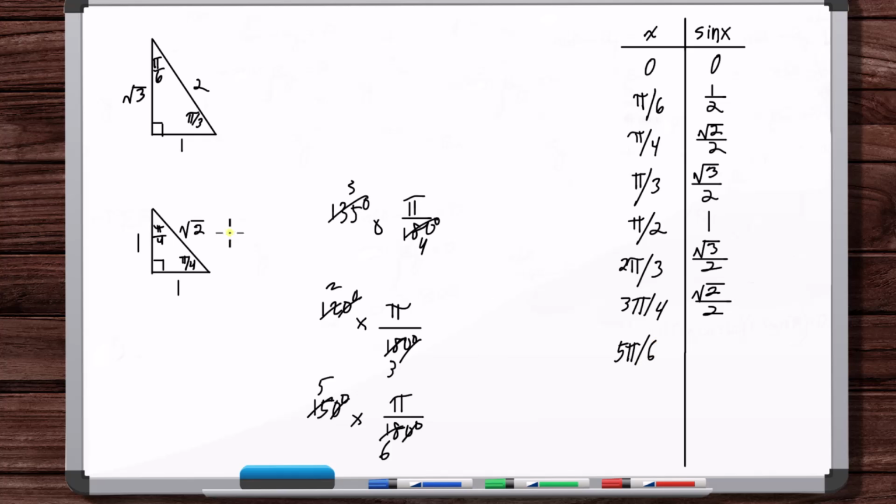So reference angle is 30 degrees. We can come here. Here's 30 degrees. Opposite over hypotenuse. The y coordinate is positive, so 1/2. Okay, next is pi, which sine of pi is going to be 0.